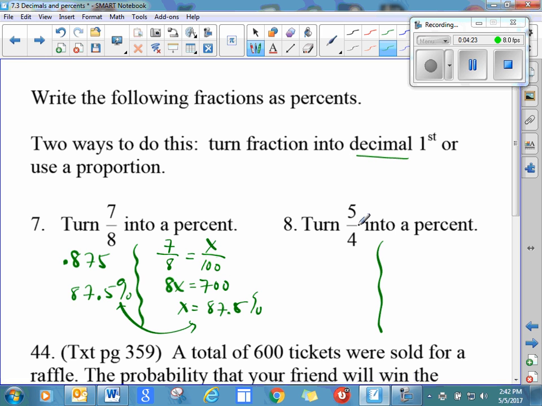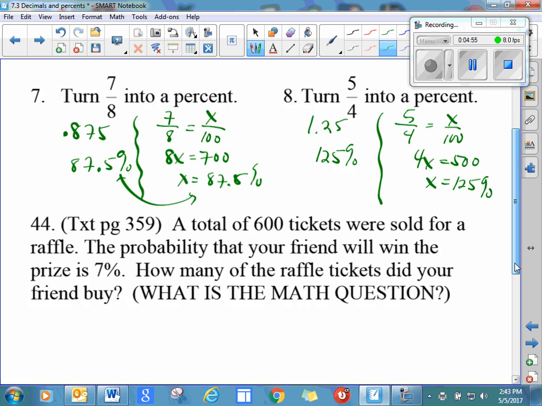5/4, if you turn it into a decimal, it's 1.25. To turn that into a percent, find the decimal point, move it 2 places to the right, and add your percent sign. Proportion-wise, 5/4 equals x over 100. 4x equals 500. X equals 125, and this is 125 over 100, and that's 125%. So 2 ways. Let's do a word problem or so.